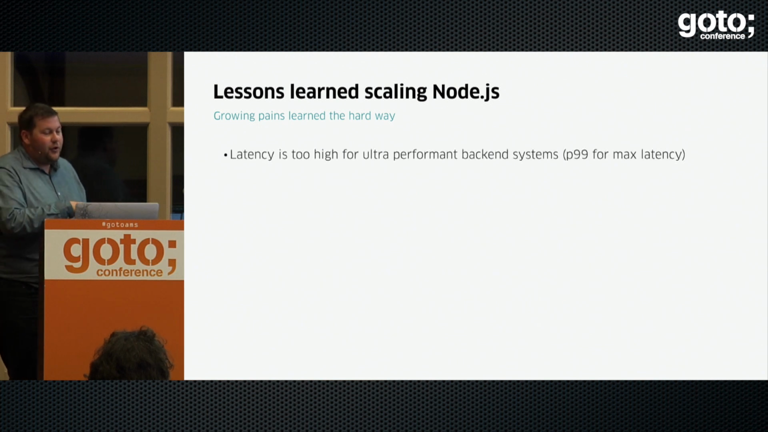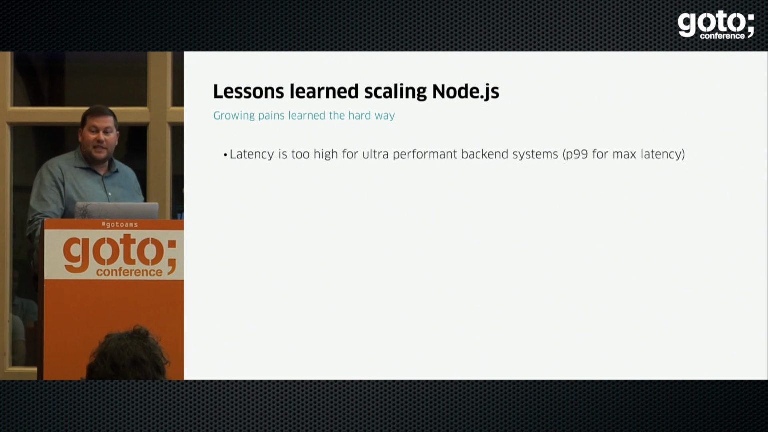And when we started with Node, performance wasn't as big of a concern as it is today, but since we started migrating all of our core services, we realized that the latency is too high for ultra-performant backend systems. Again, we adopted earlier versions of Node, so a lot of this has changed in time. But when you have dynamic typing, dynamic garbage collection, all of a sudden the performance isn't as predictable as it is with other languages. And so the P99 for max latency started to become a problem. It wasn't about the average latency for the request, it was about that one request that takes a lot of time.